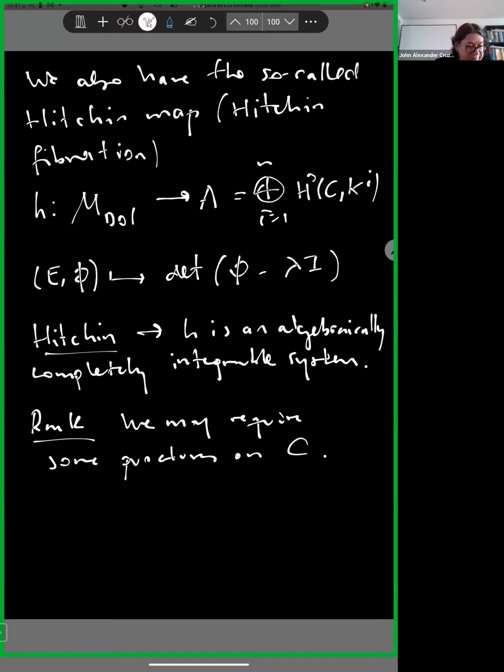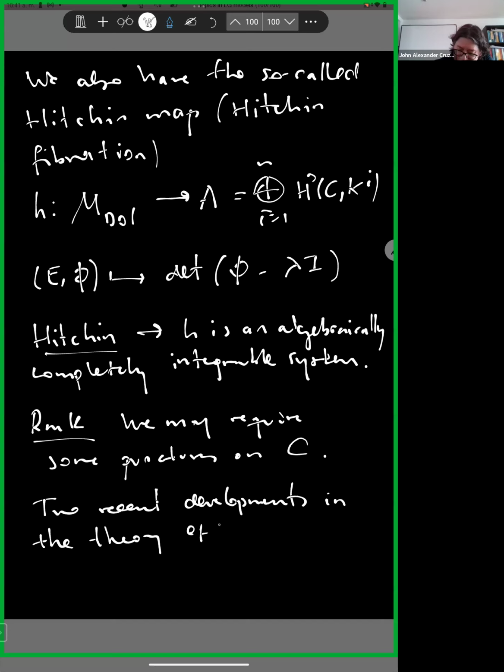So let me just mention that there are two recent developments in the theory of Hessian systems, relevant for our proposal, or what I want to propose.